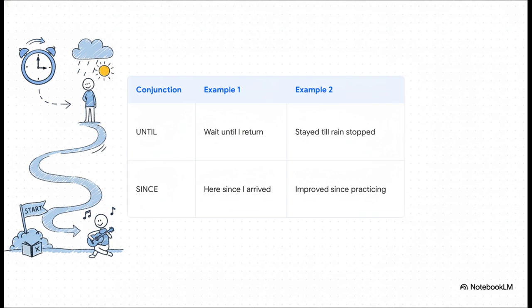"Until" marks the end point of an ongoing action, like: you keep waiting right up to the exact moment I return. "Since," conversely, marks the starting origin point of an action that continues forward. She has improved since she started practicing. Trust me, using these precisely is a massive hallmark of C2 mastery.